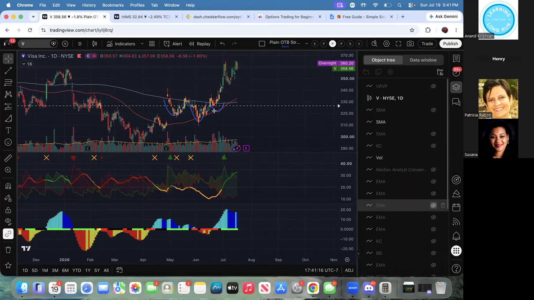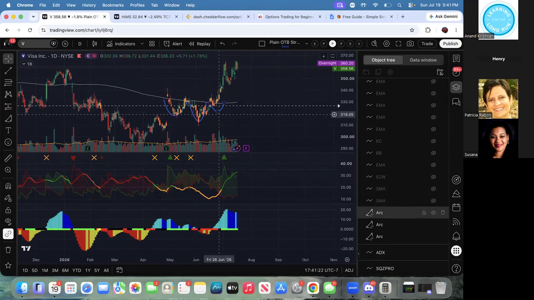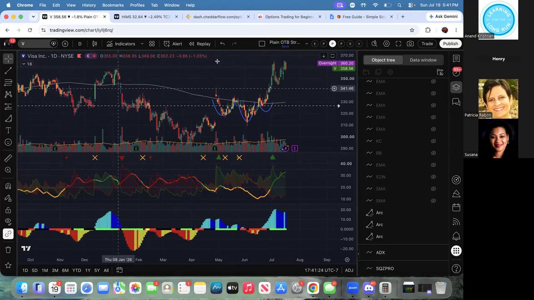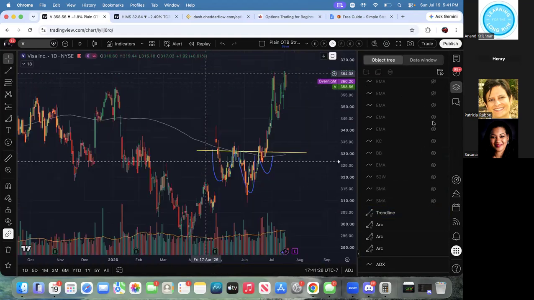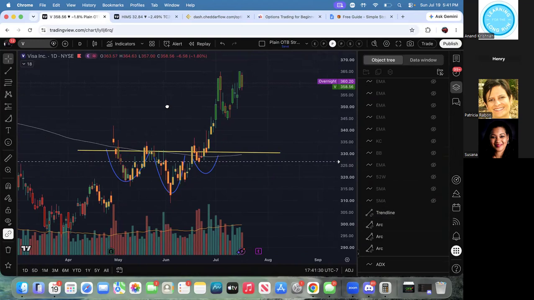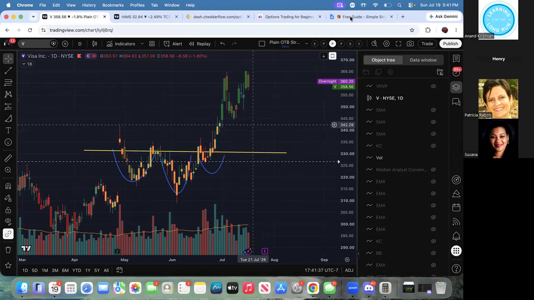The 21. Let me check out my new SMAs. And you have that kind of baby head and shoulders happening, and then this is your kind of line, and so yeah. Let me take out one more drawing. Is that it? Okay, yeah. So this looks good. This looks bullish. This is inverse head and shoulders.